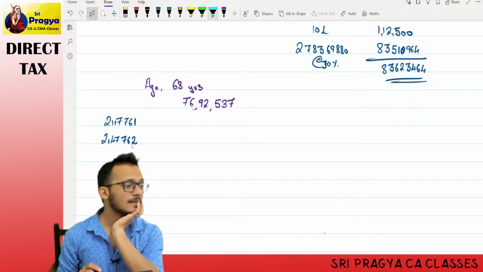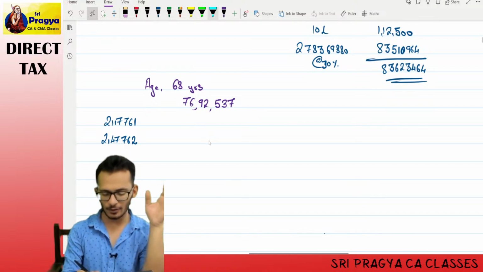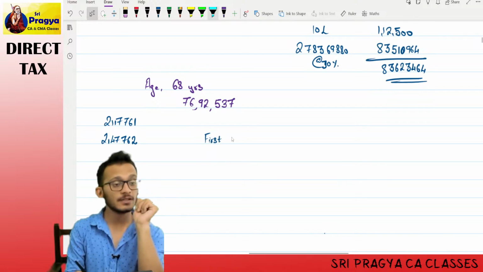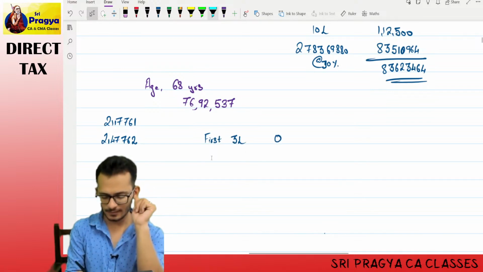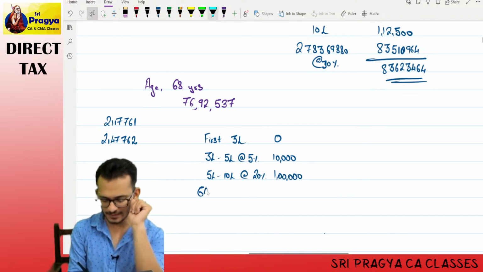Shall we? You cannot take so much time. These are normal tax rates. How do you do this? For the first 3 lakhs, the number is 0. 3 lakhs to 5 lakhs will be at the rate of 5%. Number is 10,000. 5 lakhs to 10 lakhs will be at the rate of 20%. After that the number is 66,92,530.